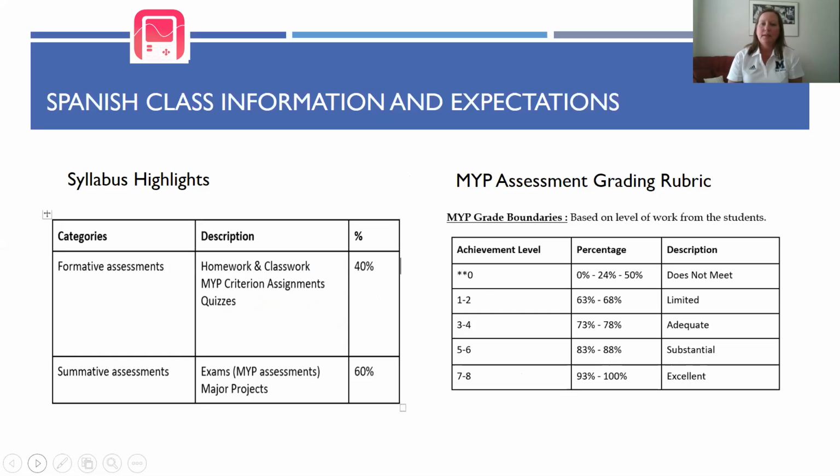On this slide, you can see a few highlights from our syllabus. On the left-hand side, you can see the way that your grade will be broken down between formative and summative assessments, the formative being worth 40% of your grade and summative 60%. On the right-hand side, you can see the MYP assessment grading rubric that we use when it comes time to grade all of our MYP assessments. And the skills that will be tested, of course, are reading, writing, listening, and speaking.